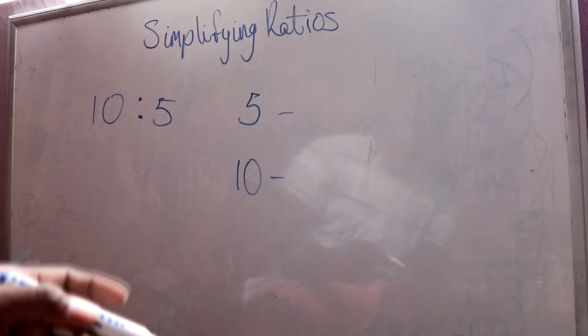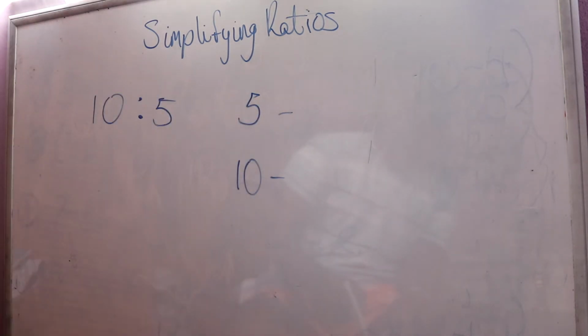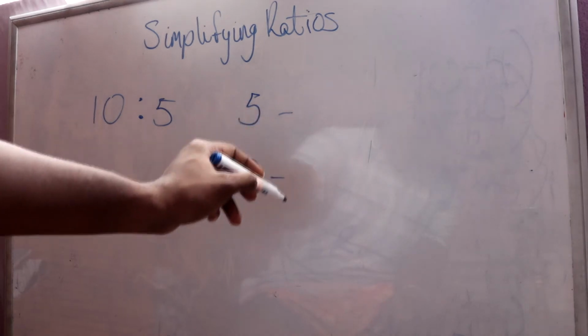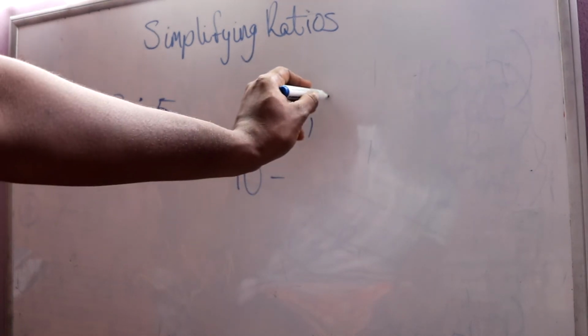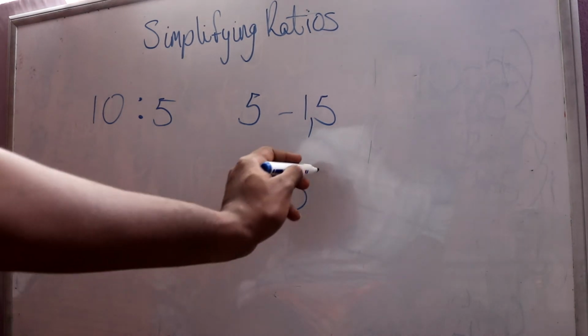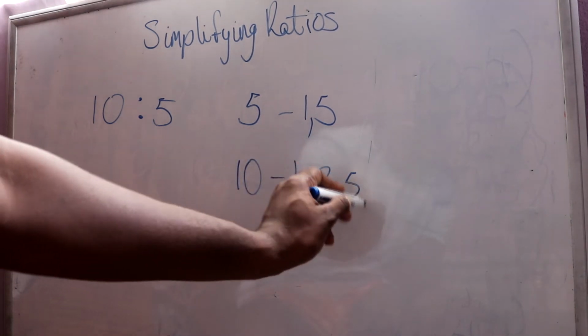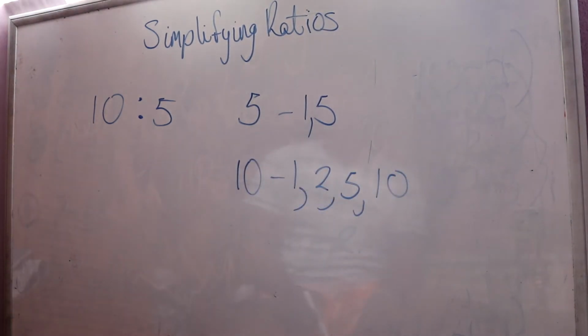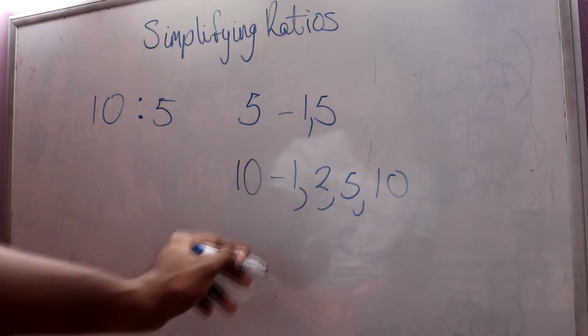Sorry about the notifications. The factors of 5, as you know, 5 is a prime number, so it should only have 2 factors, 1 and 5. And 10, well, we just did those: 1, 2, 5 and 10. Now obviously 5 is the highest common factor, so our HCF is 5.